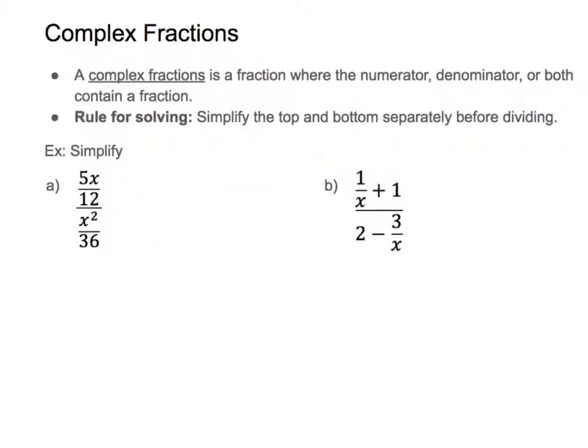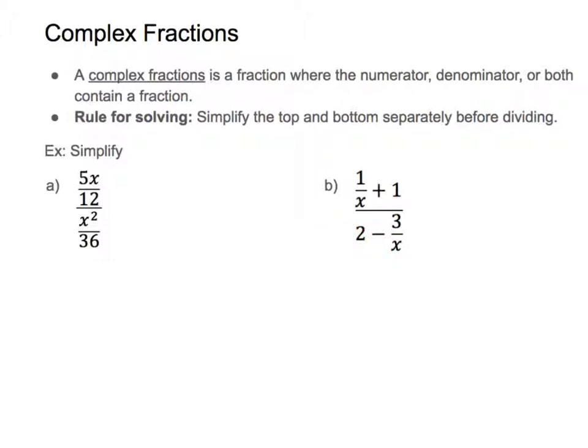All right, so a complex fraction is basically a fraction where the numerator or denominator or both contain a fraction. So if you take a look at this first example here, notice that here's your fraction line, and in the numerator, I have a fraction in it. It's 5x over 12. And in the denominator, I also have another fraction, x squared over 36. And then this one here, notice the fraction line's right here, and this is all in the numerator. Notice that you have a fraction with a whole number, or like another fraction with a whole number.